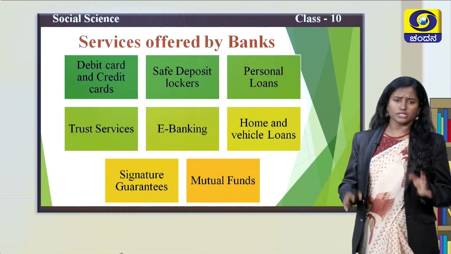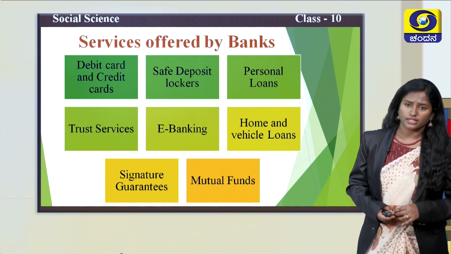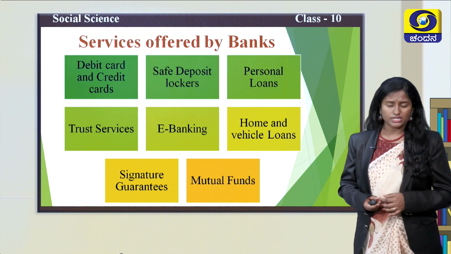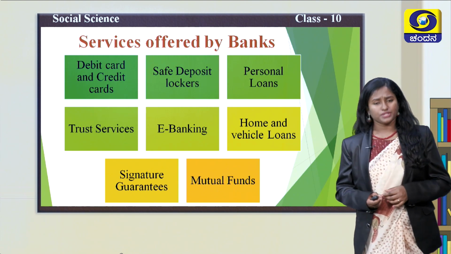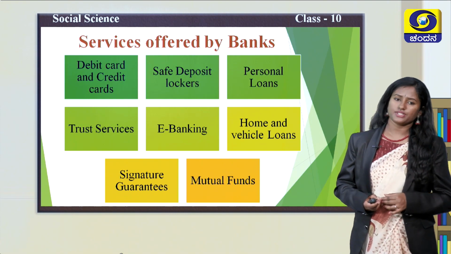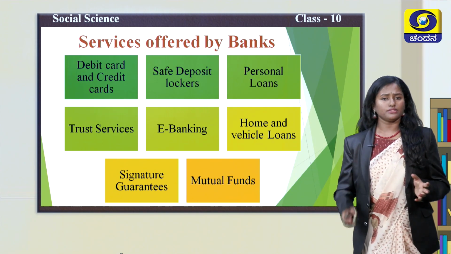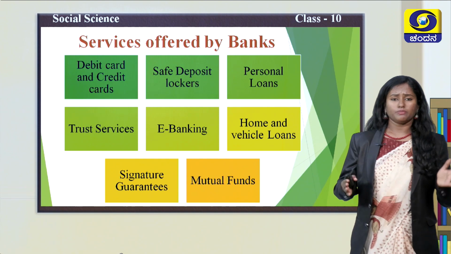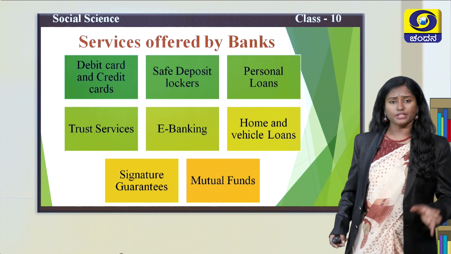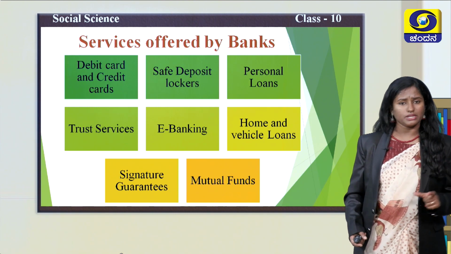So apart from this, what are all the other services provided by the bank? Debit cards and credit cards, safe deposit lockers, personal loans, trust services, internet banking, home and vehicle loans, signature guarantees, mutual funds. Let us understand what are debit cards and credit cards. In case a person called A has enough amount in his account and holds a card to swipe or to use his amount, we call it a debit card.